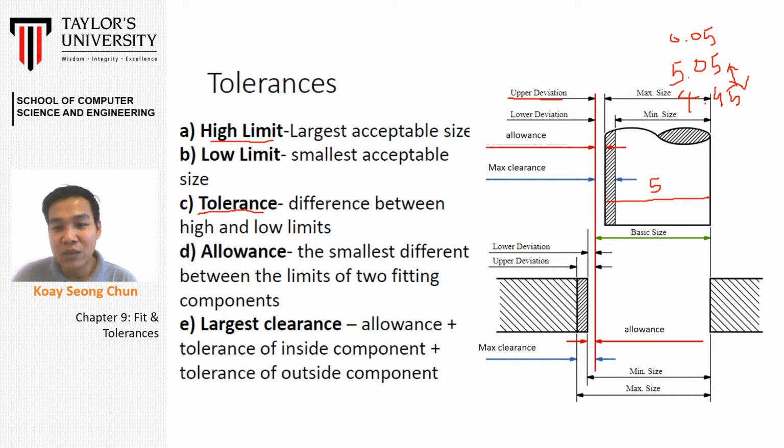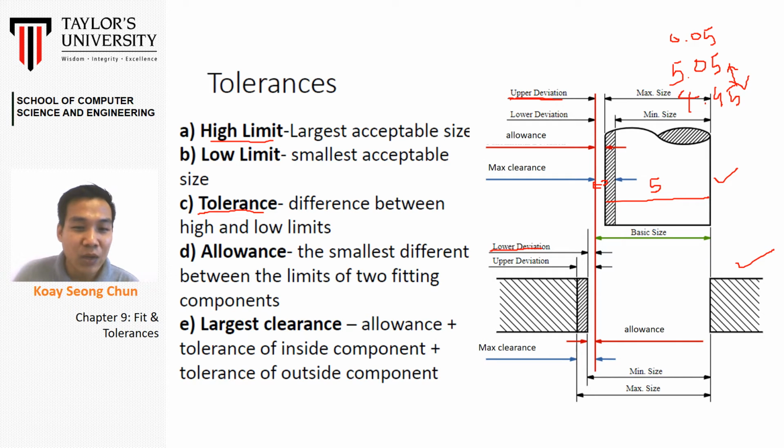Okay, what is allowance? From the figure here, you will see for the allowance, especially, we have two components, a shaft and a hole, because we need to fit these two components together. So the allowance becomes important. The allowance is the value difference between the lower limit of the hole and the upper limit of the shaft. So actually the allowance is the distance of the gap between two components.